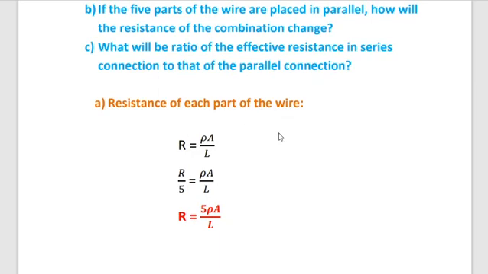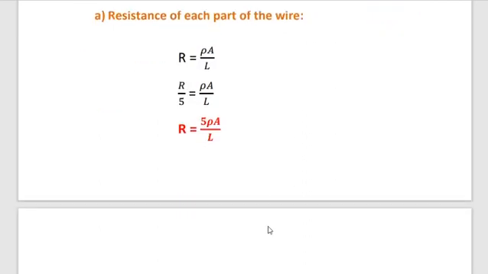So here we use the formula R equal to rho L by A. The resistance of any conductor R is directly proportional to length of the conductor L. Okay. So R equal to rho L by A.